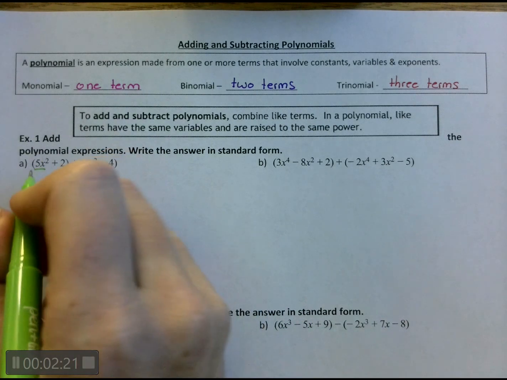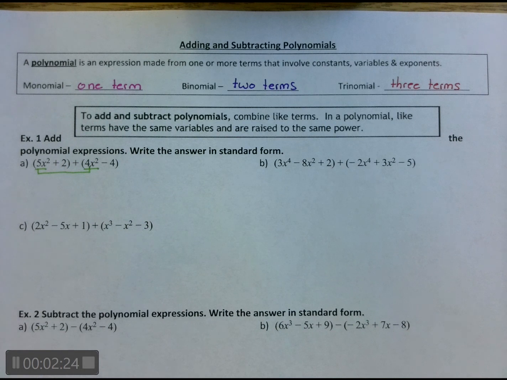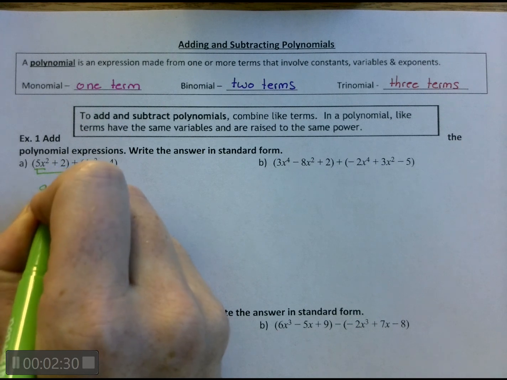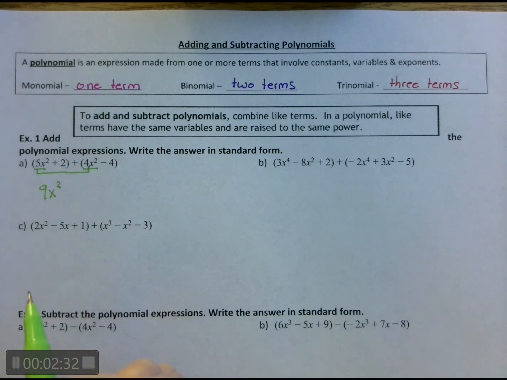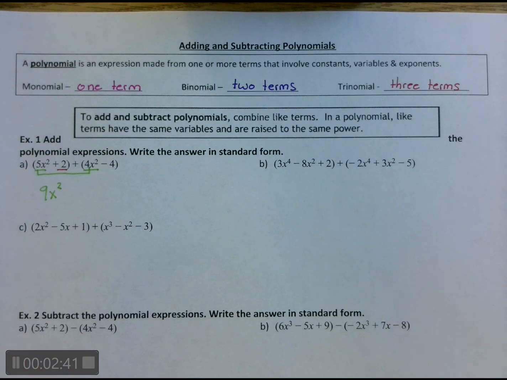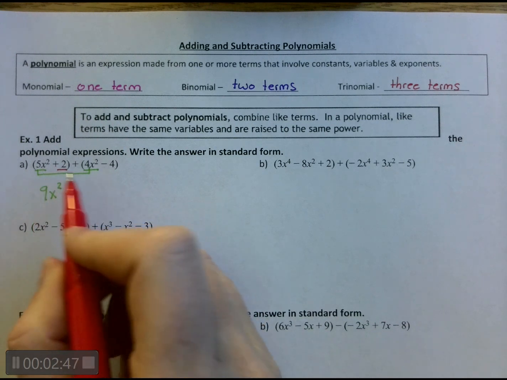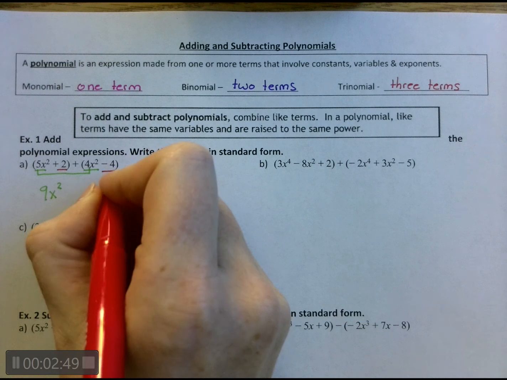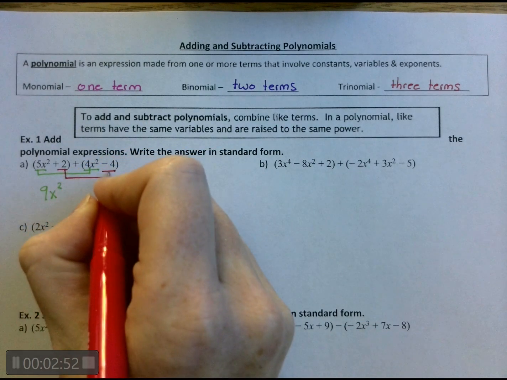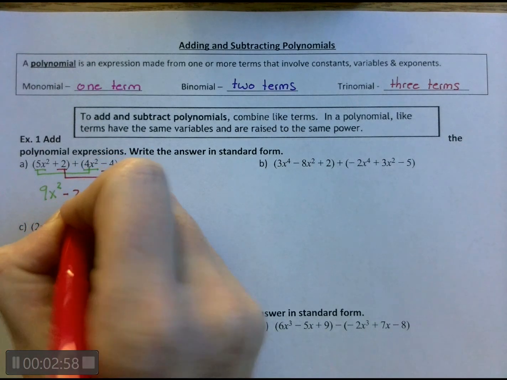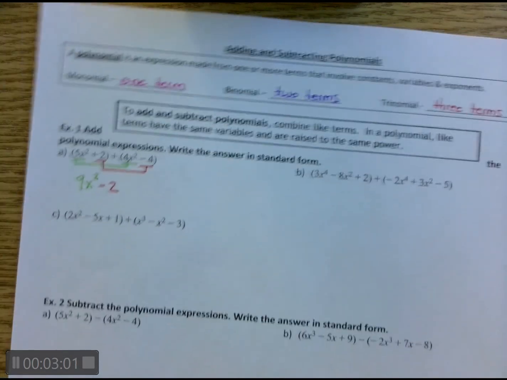So all we're going to do is add 5 plus 4, which is going to give us 9. And then we just bring down the letter and the tiny number. Okay? And then we move on to our next term, which is going to be 2. Okay? And then we're going to look and see if there is another like term for that one. And here we have negative 4. So we're going to add 2 plus negative 4, which is going to give us negative 2. And that's our answer. Okay?